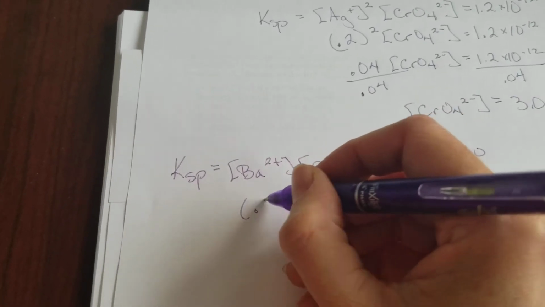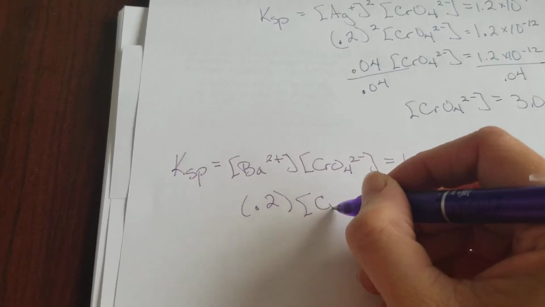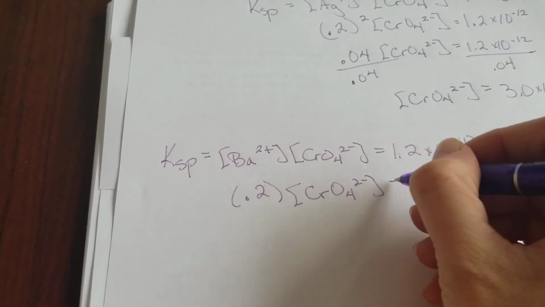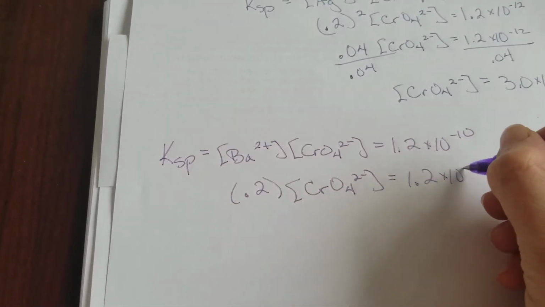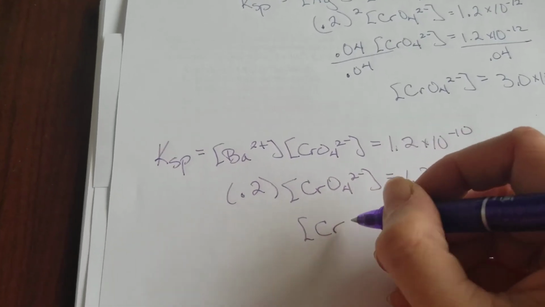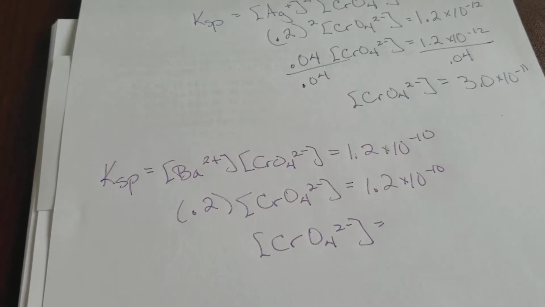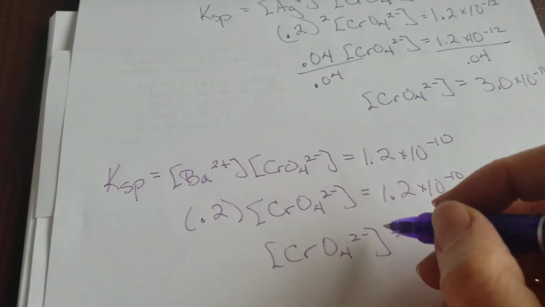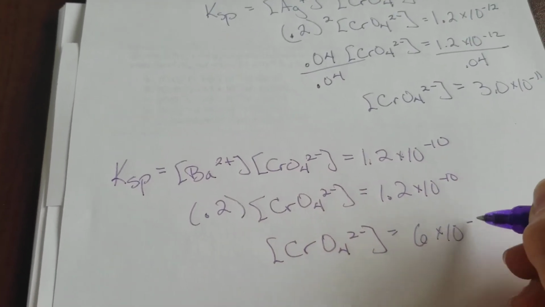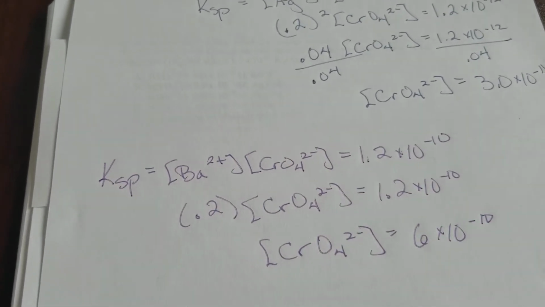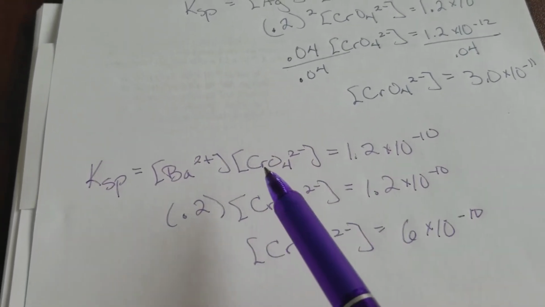The amount of barium is still this 0.2. It's not squared from the KSP expression. So this time I just have to divide. And I get a chromate concentration of 6 times 10 to the negative 10. So that's the amount of chromate I need to precipitate barium.